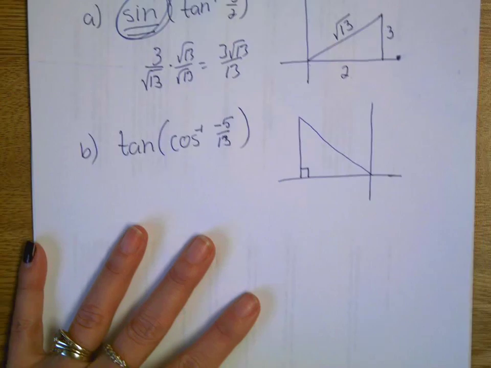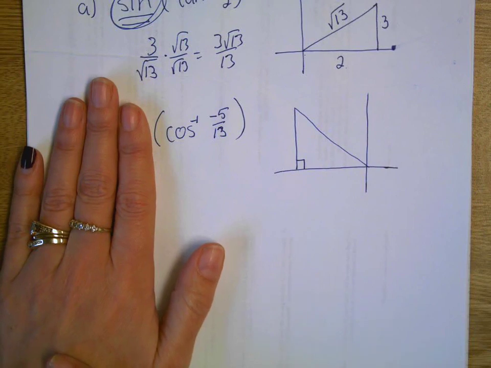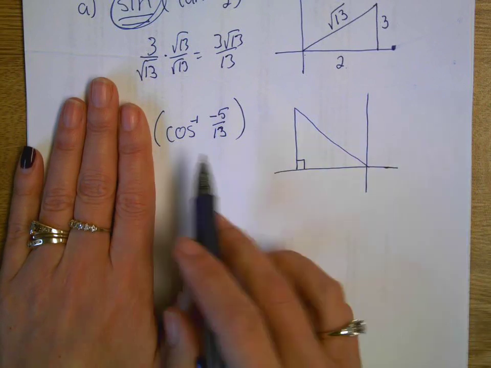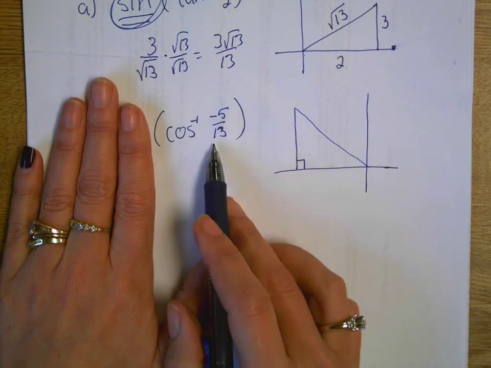Quick question. Did you just sketch a triangle? Right triangle. Any right triangle, and it doesn't matter? Doesn't matter. Okay, I know that the cosine ratio of this angle is negative 5/13.